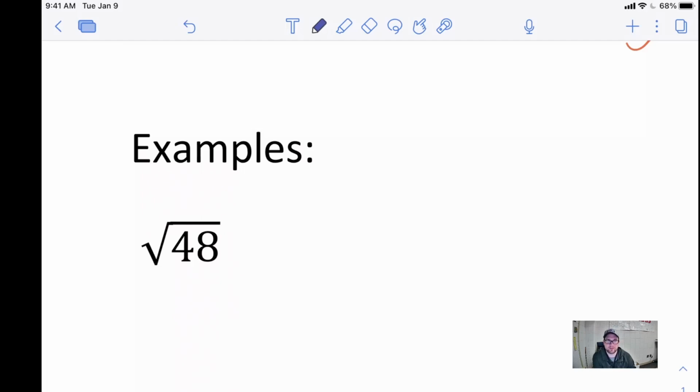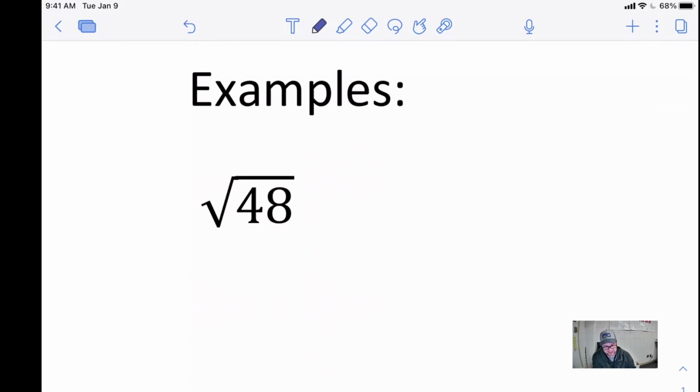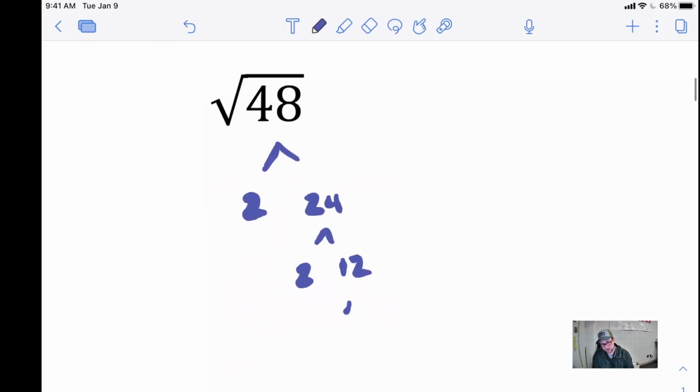Now, just like we've been practicing in class a little bit, the way we're going to do this is by making a factor tree. So we want to come over here, and we want to break down each of these numbers. So 48, that's just 2 times 24. 24, that's just 2 times 12. 12 is just 2 times 6, and 6 is 2 times 3, right? Just like we were practicing in class.